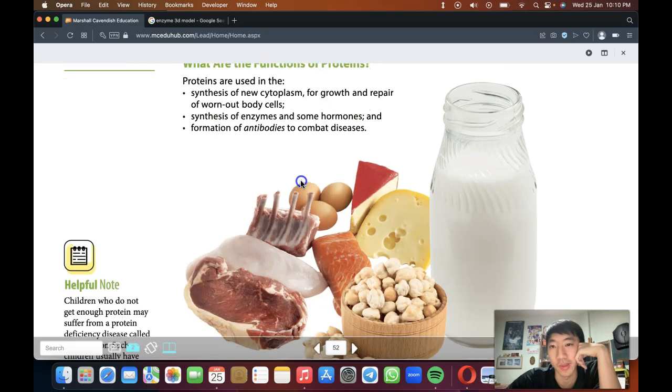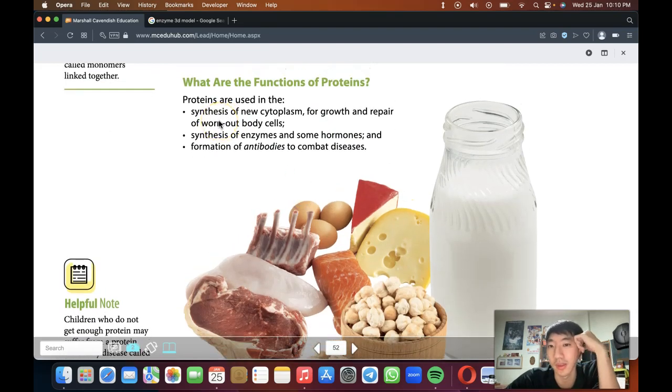Okay, what are the functions of proteins? Proteins are used in the synthesis of new cytoplasm for growth and repair of worn out body cells, synthesis of enzymes and some hormones, and formation of antibodies to combat diseases. So we have talked about growth and repair. This is very important for proteins because proteins are very important to make protoplasm.